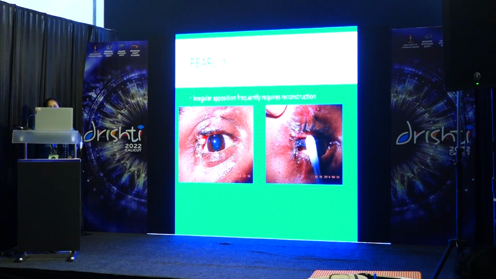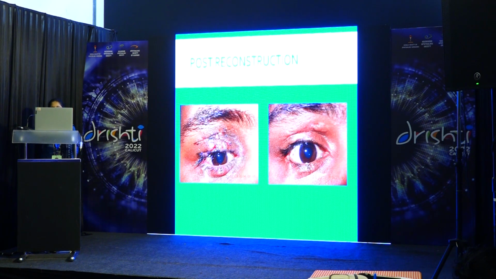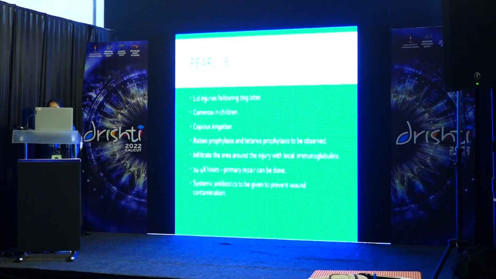Many times patients present with irregular apposition, so they usually require reconstruction to have pleasing results. And dog bites require special mention because these are common in children. Copious irrigation, rabies prophylaxis, tetanus prophylaxis, and infiltrate the wound with local immunoglobulins and then go for primary repair. Systemic antibiotics are usually required to prevent wound contamination.